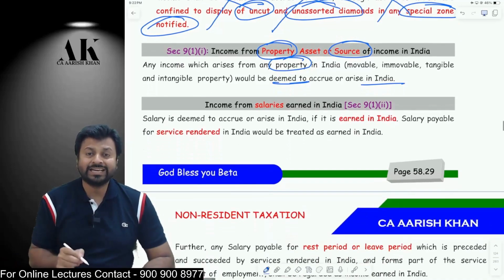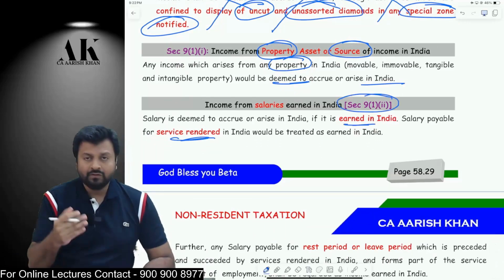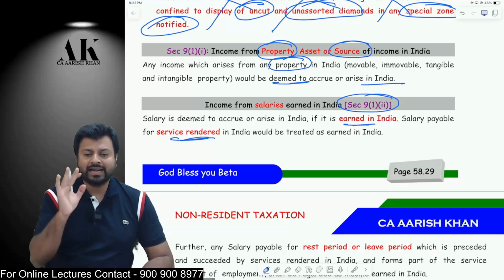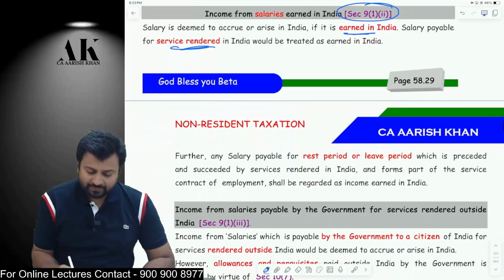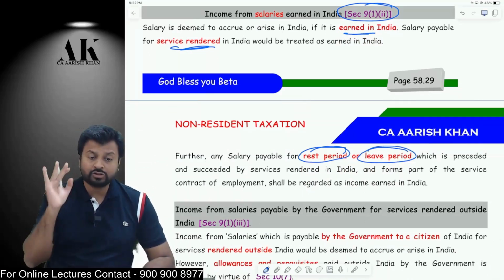Okay, now when will salary income be accrued in India as per section 9(1)(ii)? When the services are rendered in India. Whenever the services are rendered in India, the salary is accrued in India. Then in that case, for the rest period also and for the leave period also, whatever salary is earned by the employee, that will also be accrued in India.